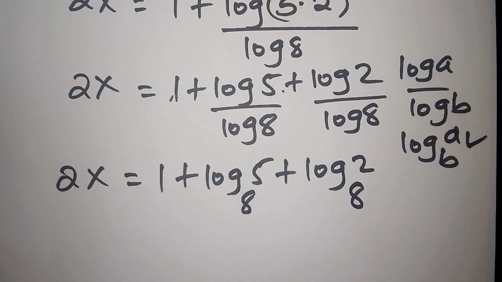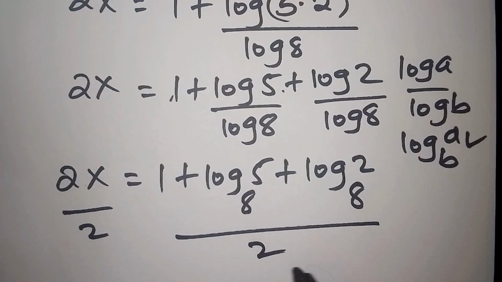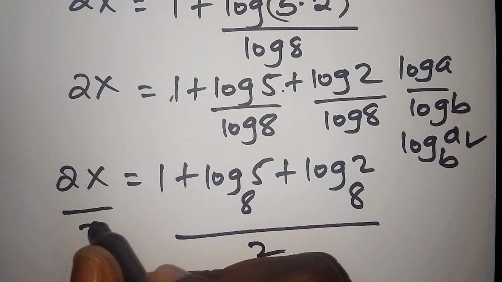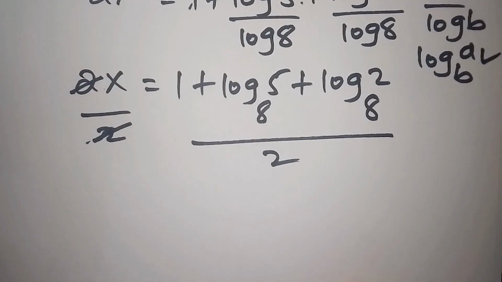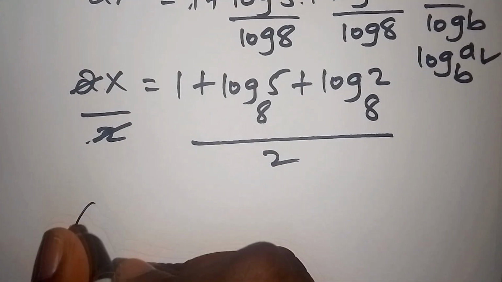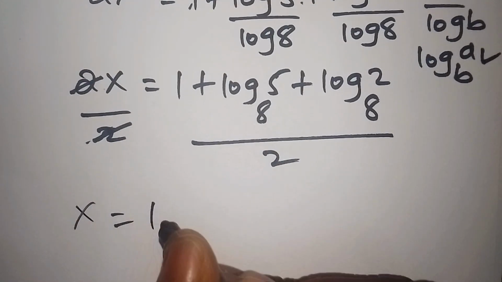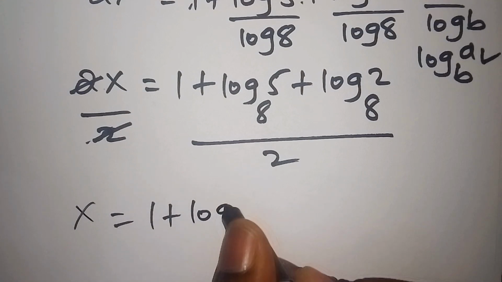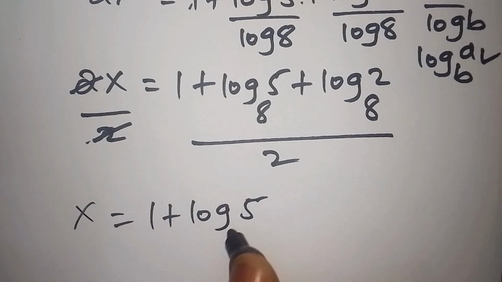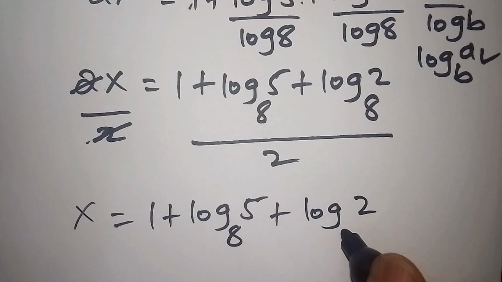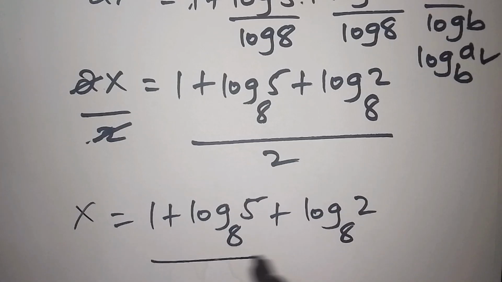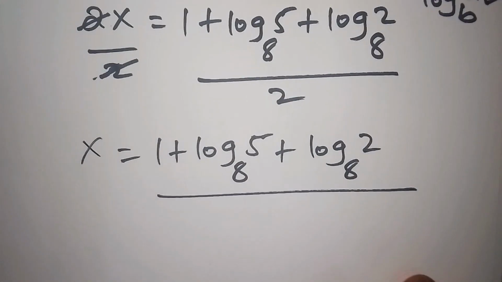To remain with x, because we are looking for the value of x, we divide both sides by 2, and all of this by 2. So 2 by 2 cancels, and we remain with x. So x is equal to 1 plus the log of 5 to the base of 8, plus the log of 2 to the base of 8, all over 2.